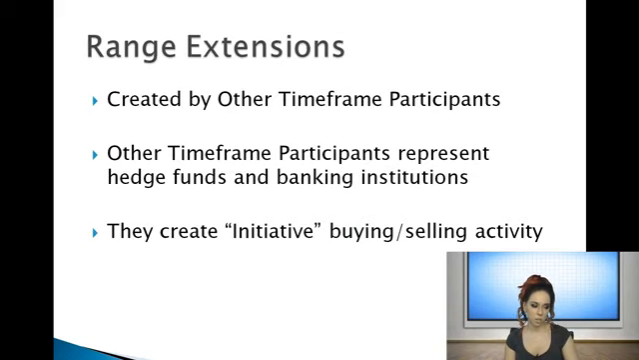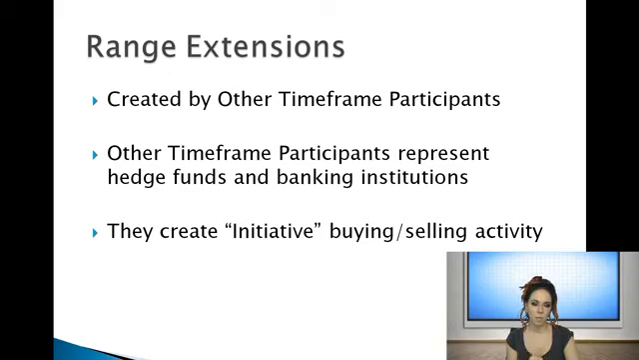Then we have range extensions. Now these are always created by the other time frame participants who represent hedge funds and central banks and other institutions who have no desire to make loads of trades. It's quite the opposite. They're looking to get in on trades that will enable them to stay in the market for longer periods of time: 1 month, 3 months, 1 year. It's asset allocation. Okay? So it stands to reason that those other time frame participants will be looking for vastly different levels than the locals.